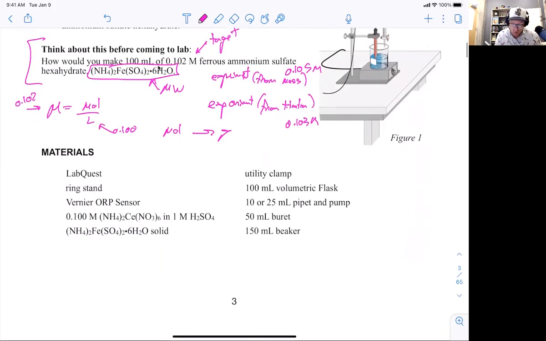Okay. These are the things that you're going to need to go get. There's going to be a LabQuest here.